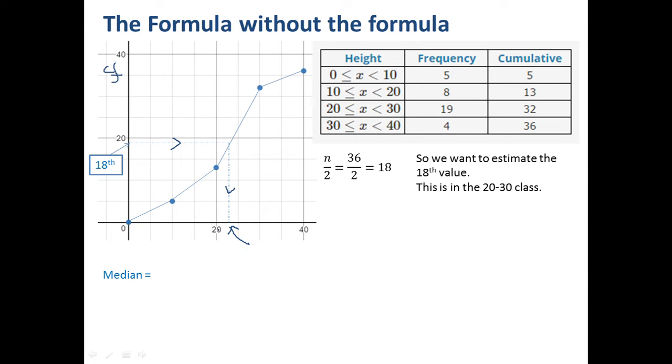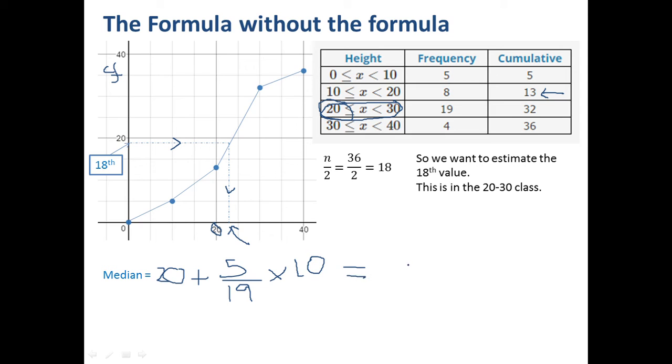So we can see here that our median value, if it's the 18th value, then we have to go up from the 13th value 5 values. So we're going up 5 values into this class here. So we're going up from the 20th value. We're going up 5 values out of the number of values actually in the class, which is 19. And it's 5/19ths of the total class, which has a width of 10.